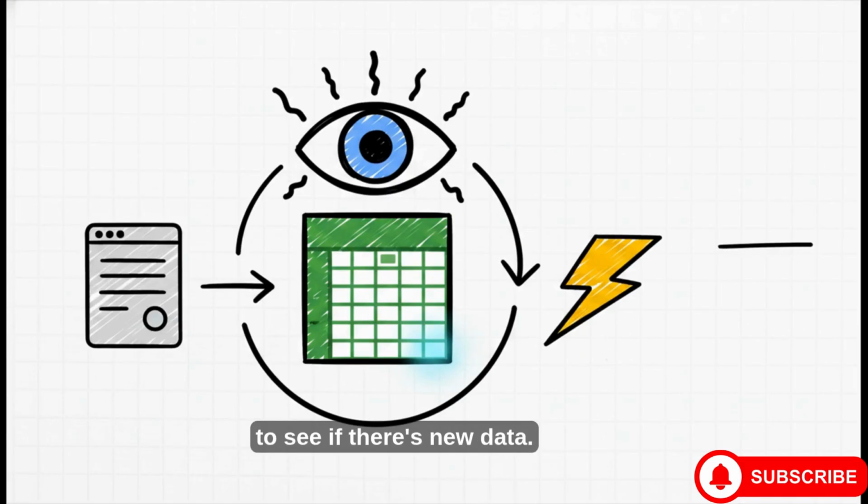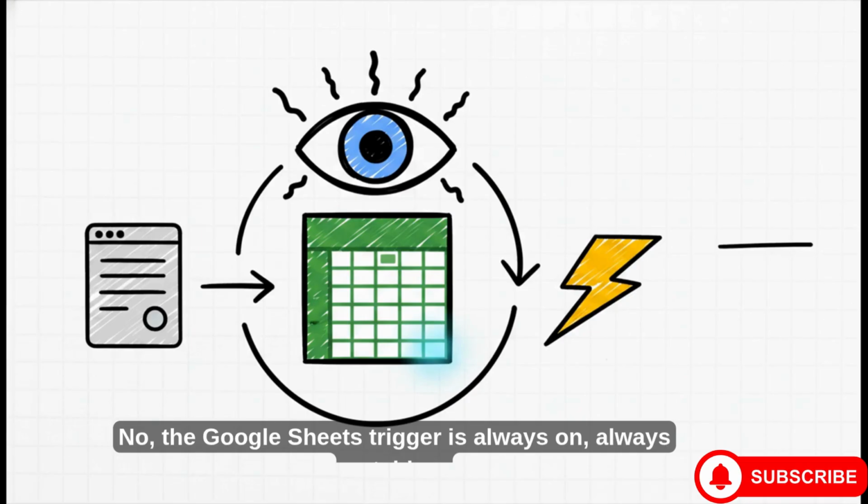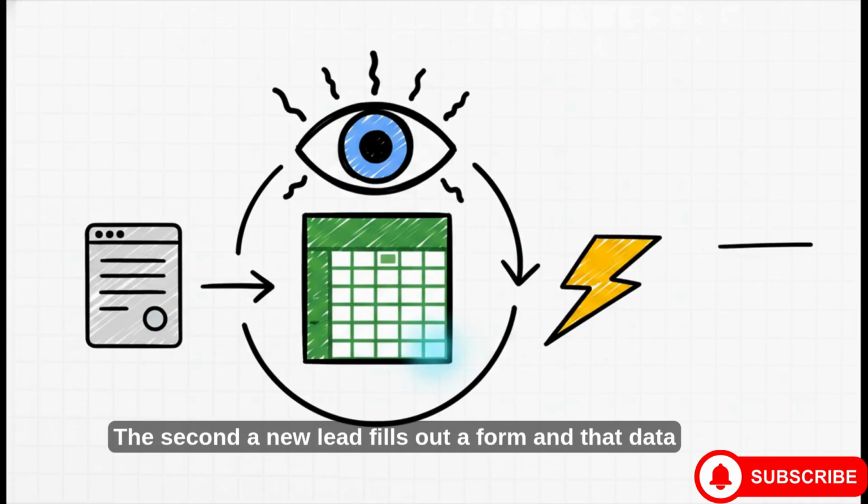to see if there's new data. No, the Google Sheets trigger is always on, always watching. The second a new lead fills out a form and that data hits your sheet, the trigger grabs it and kicks off the whole process instantly.